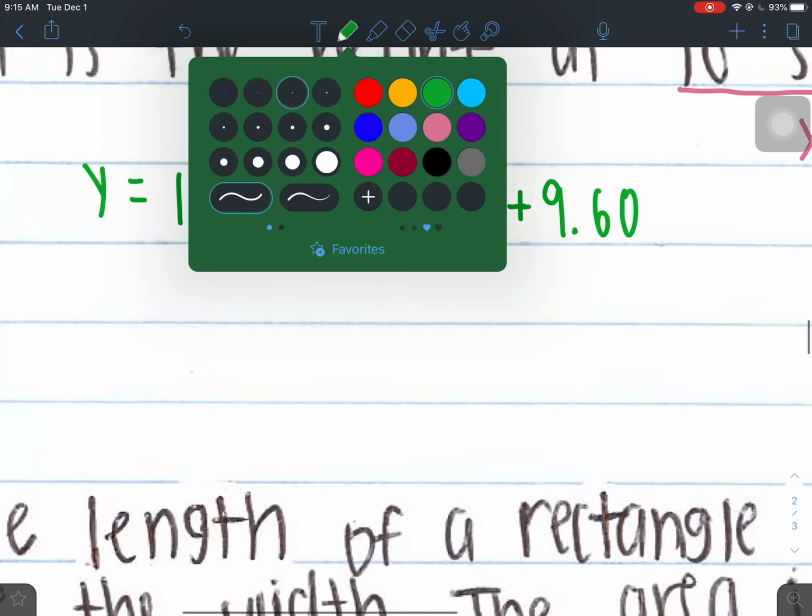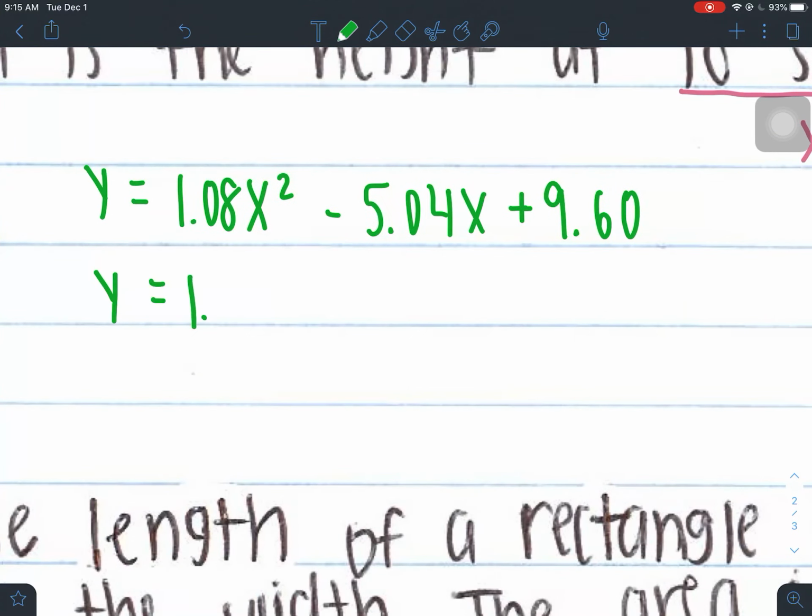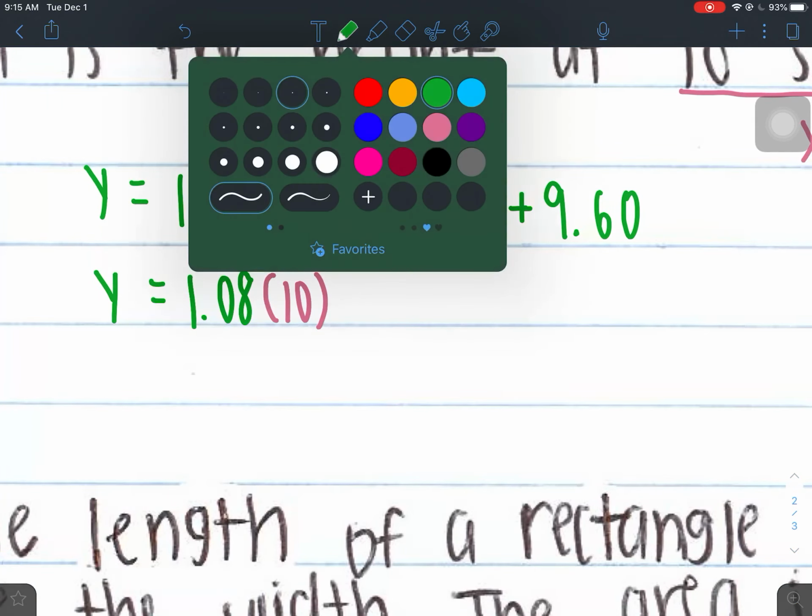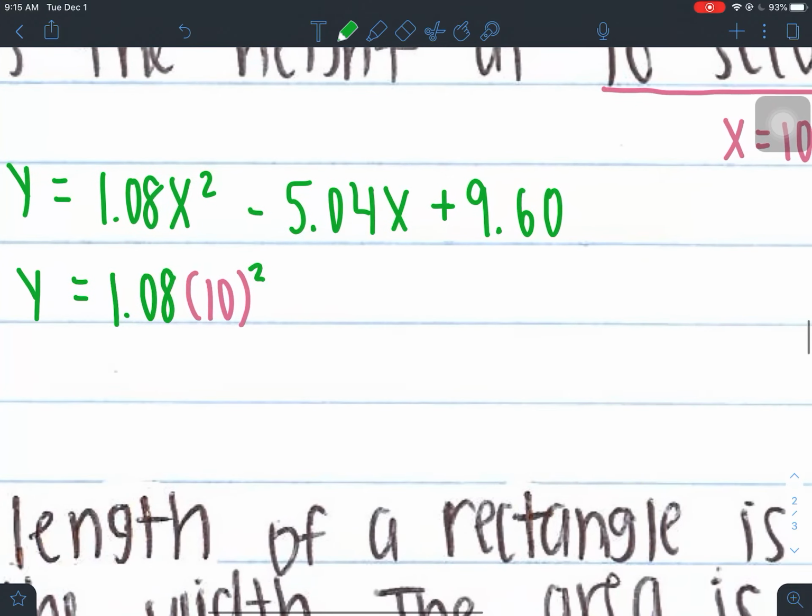So anywhere I see an x, I'm going to plug in a 10. So y equals 1.08. And remember, anytime you plug in, you're always going to use parentheses because you don't want to make a mistake. So 10 squared minus 5.04 times 10.